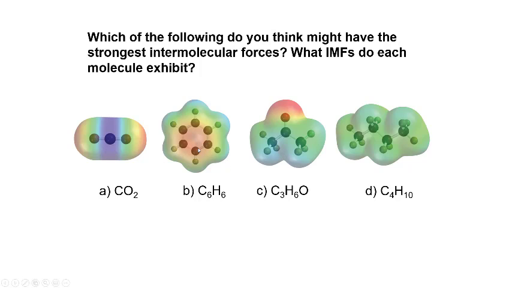Finally, if we take a look at C4H10, we can see this is another nonpolar molecule, so it only has London dispersion forces. So since A, B, and D only have one type of intermolecular force, whereas C has two types, the dipole-dipole interaction and our London dispersion force, the correct answer is C. C has the strongest intermolecular forces because it has two different types of intermolecular forces present.